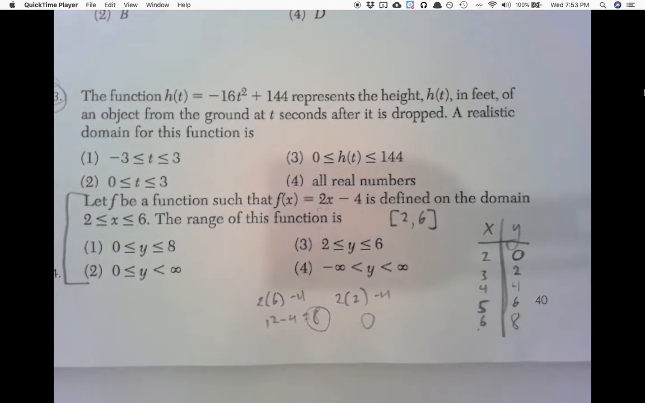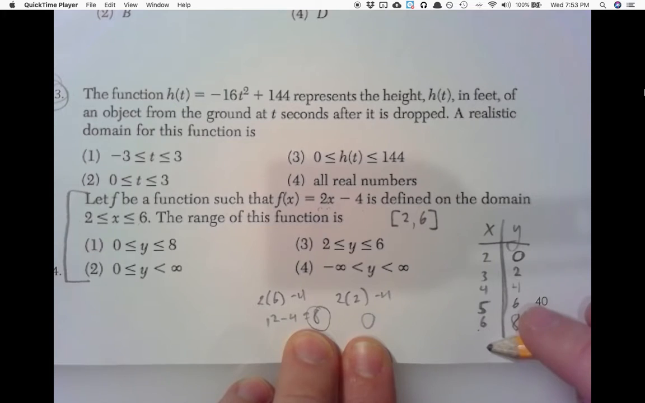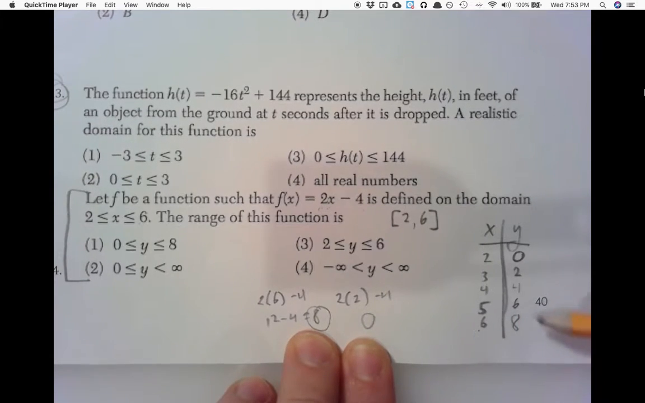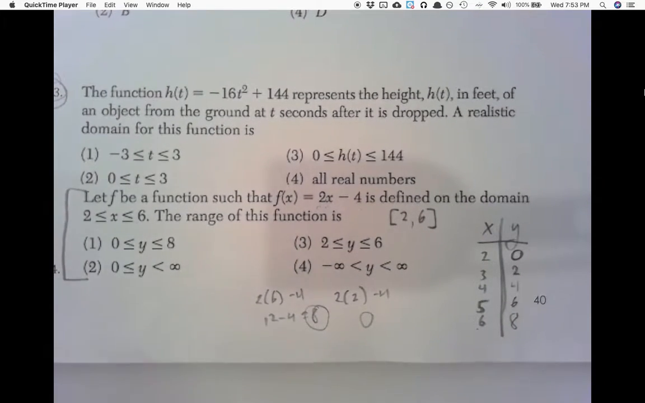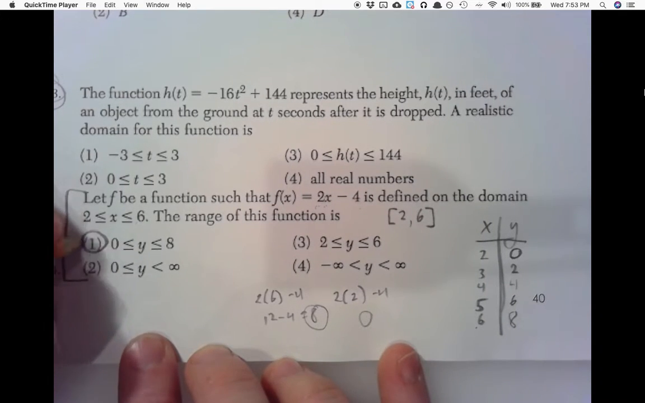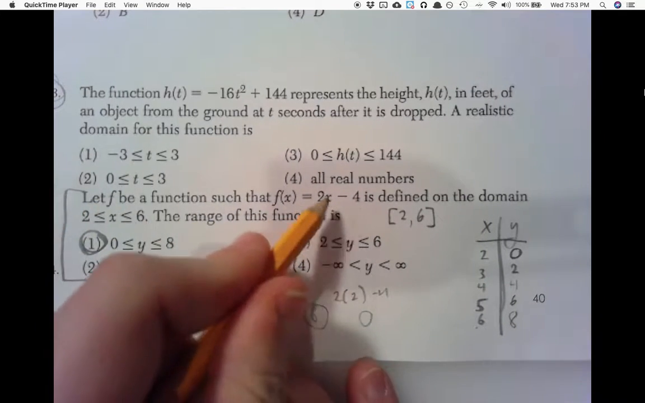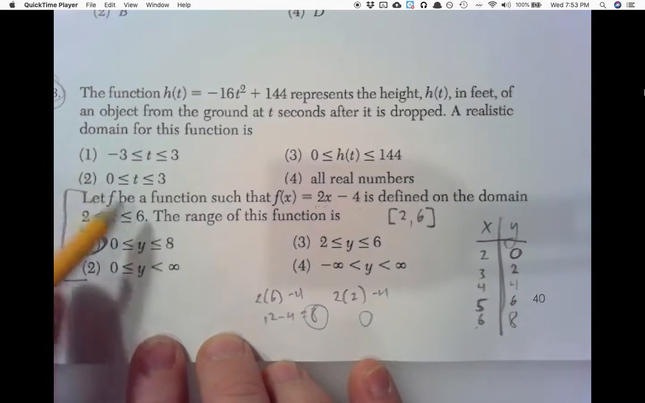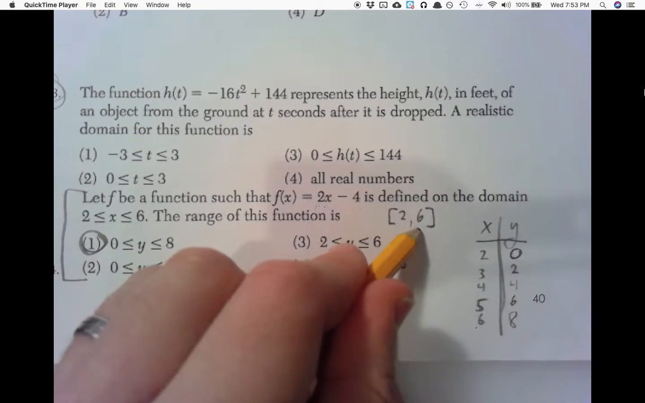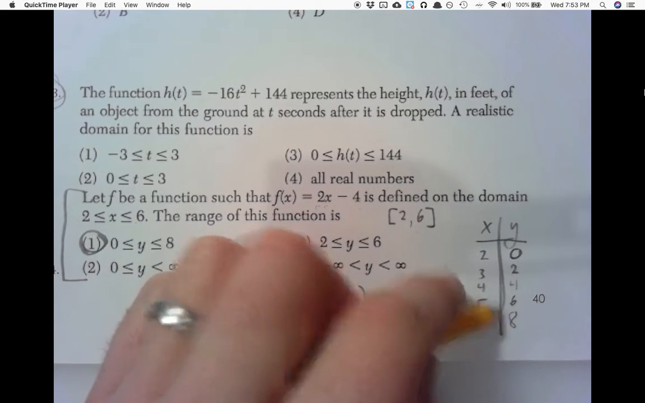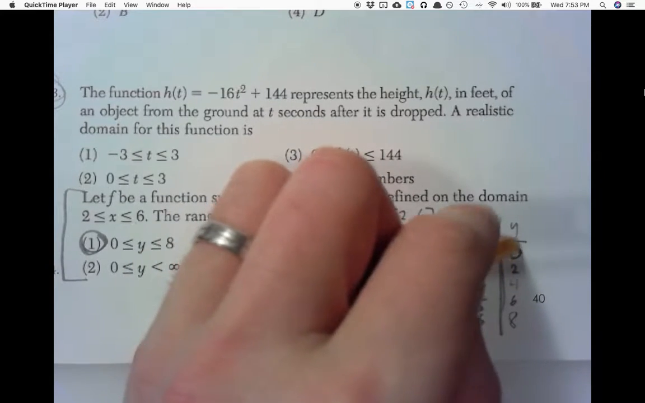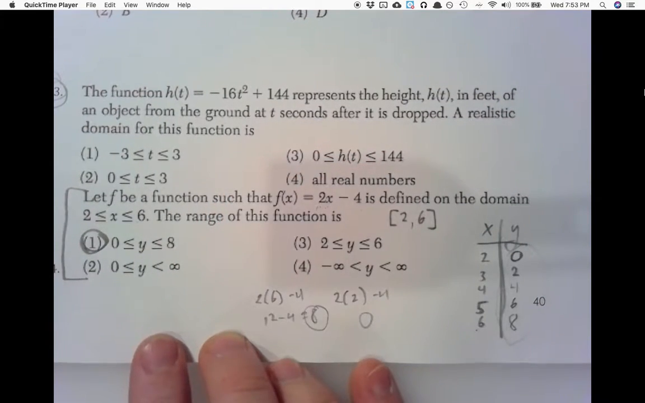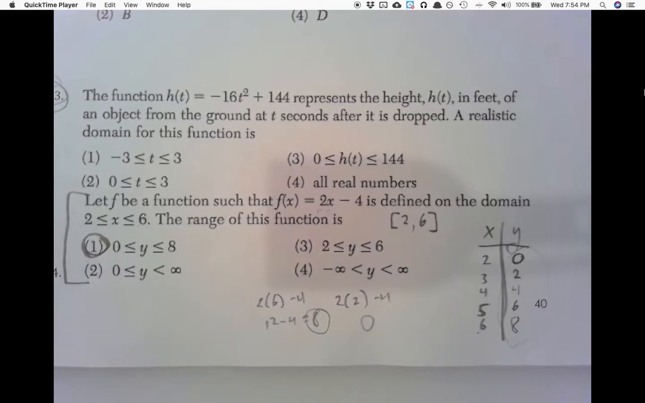It looks like my range, when my inputs are here, is going to be any number between 0 and 8, which happens to be answer choice 1. So given this function restricted to this domain between 2 and 6, here's my range. I could have done decimal numbers too, but it's going to end up being just between these numbers. So those are the last weirder ones I wanted to talk about, and that's it for Unit 4.